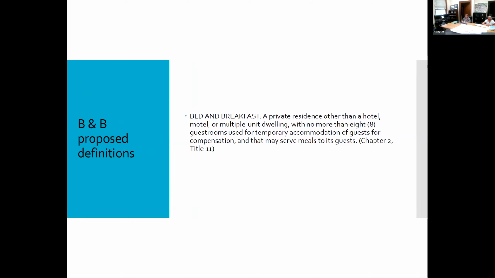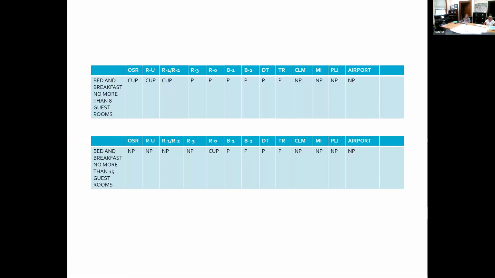So a bed and breakfast is a private residence other than a hotel, motel, or multiple dwelling unit with guest rooms used for temporary accommodation of guests for compensation and may serve meals to its guests. That comes out of Chapter 2, Title 11. Next slide, please.